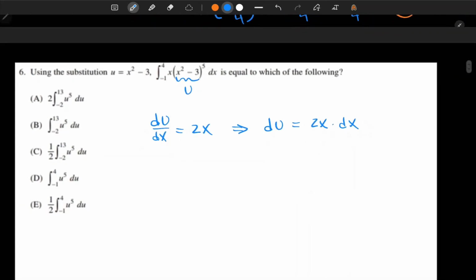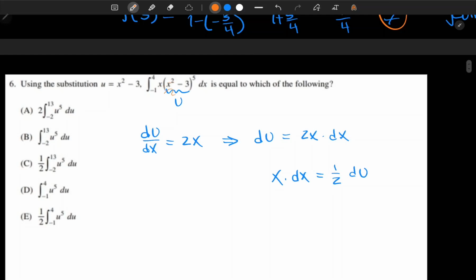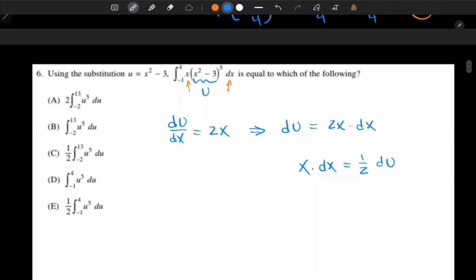Then x times dx is equal to 1/2 du. But we already have an x times dx within the integral. So the integral can be rewritten as an integral of u to the 5th times 1/2 du. However, this is now an integral over u. So the bounds of the integral before were in terms of x. So we have to plug in for the new values.